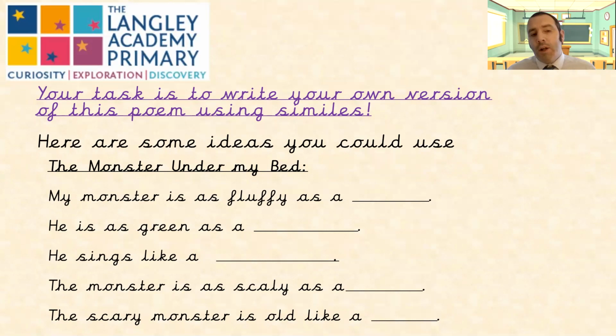So for example, if I do the fluffy one that's on screen now, my monster is as fluffy as a freshly tumble dried towel. A towel that's just come out of the tumble dryer. It's warm and it's soft and it's a wonderful thing to have. So that gives you an idea of what we're looking for.